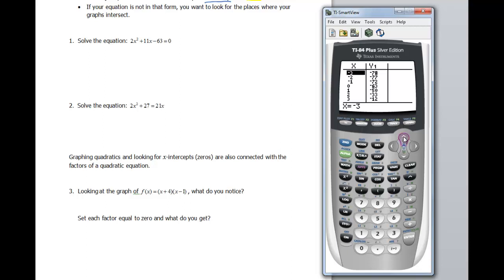But then let's see if at negative 9 it's exactly a 0. Because then we don't have to worry about finding that one. And it sure is. So our y is 0 when our x is a negative 9. So that is one of our solutions.